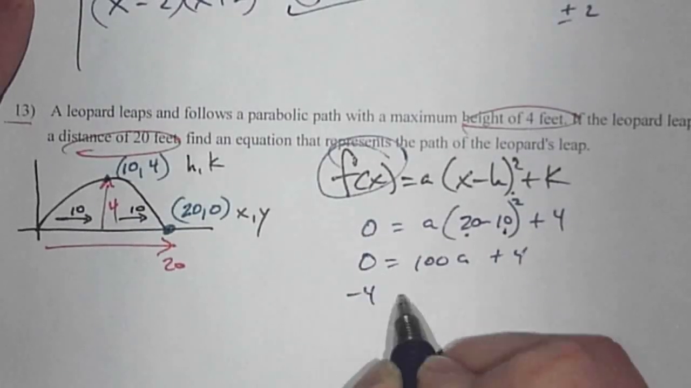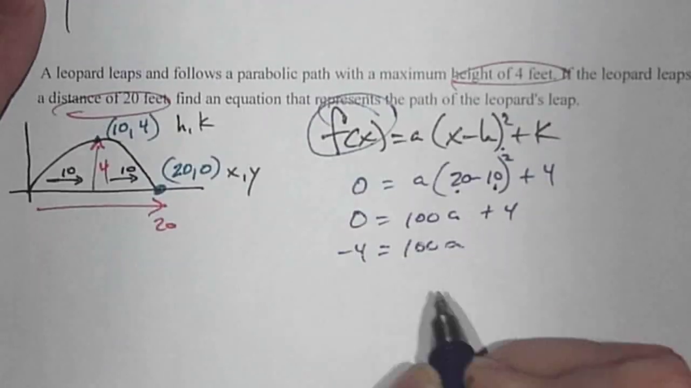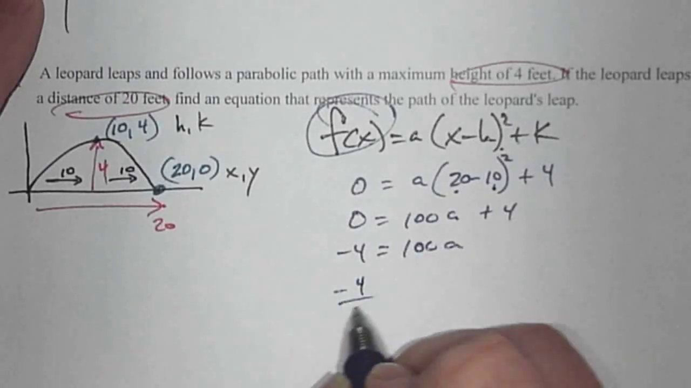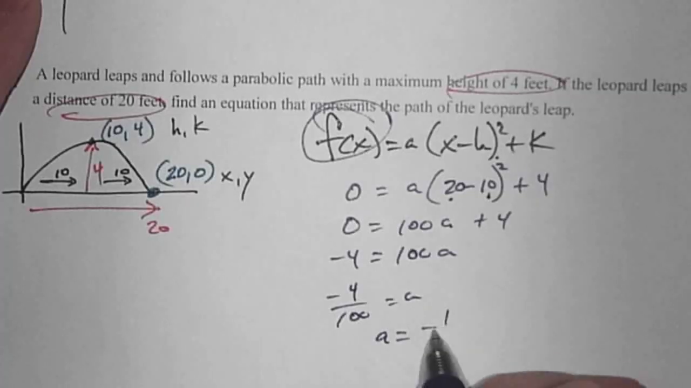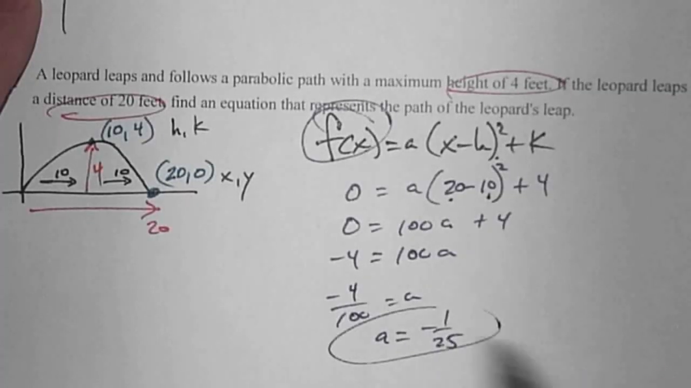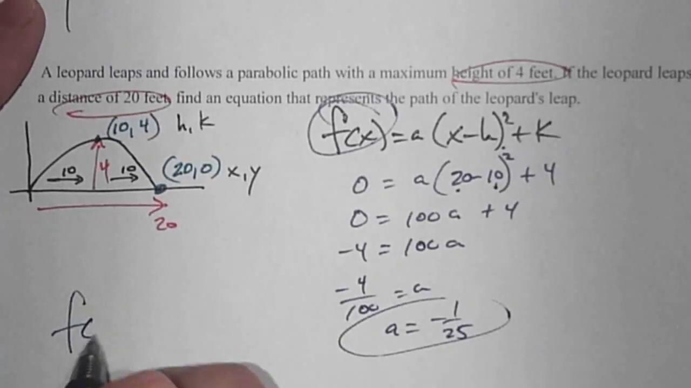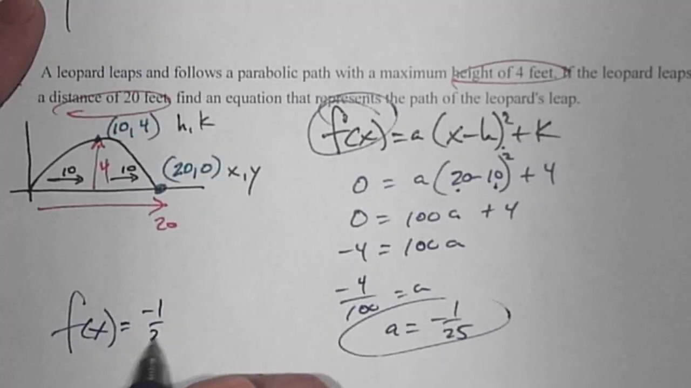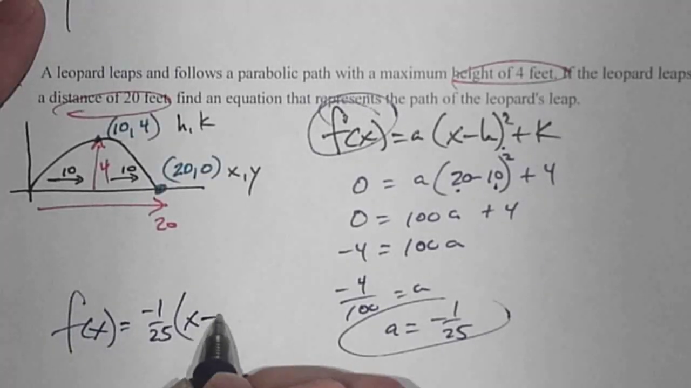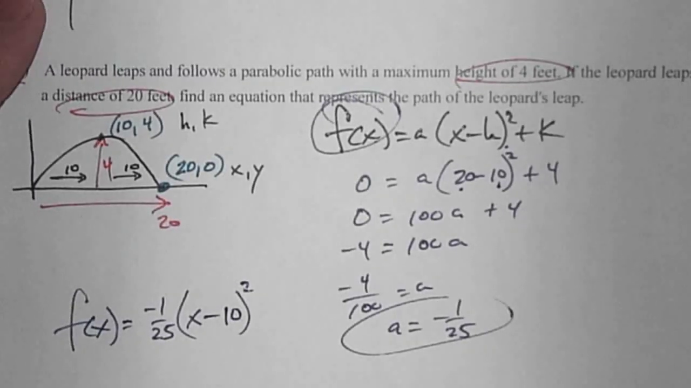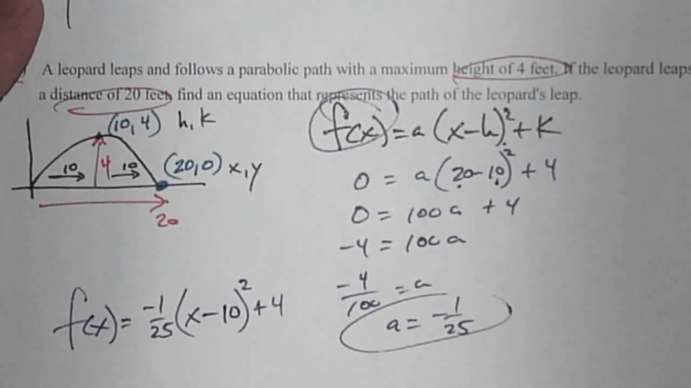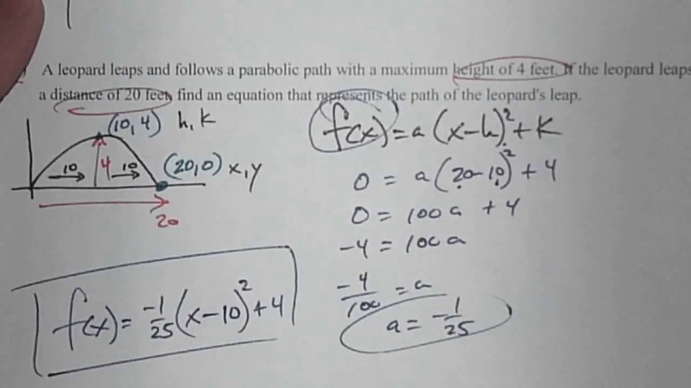Subtract 4. Divide by 100, reduce, and a is negative 1 over 25. So my function is negative 1 over 25, x minus 10 squared. Someone's going to forget that square. I'm going to slap them. Okay, plus 4. Boom, that's my answer.